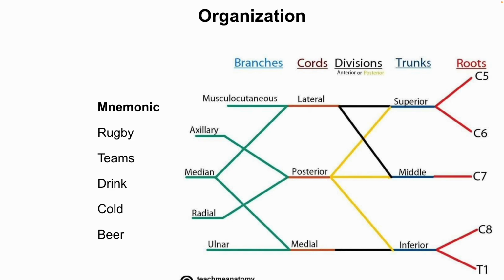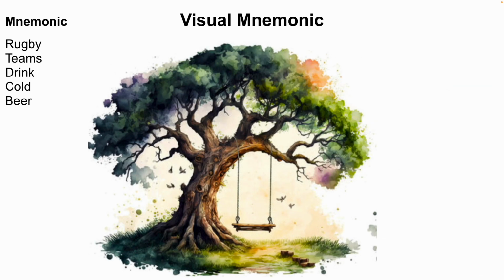I, however, use a visual mnemonic. Whenever I think of the brachial plexus, I really just think about a tree with a swing on it. Let me explain. As we can see here, we have a tree, and all we have to think about is going from the bottom of the tree all the way to the top. The first part of the brachial plexus is the roots, and to no surprise, a tree has roots at the very bottom. Then from the roots, you get to the trunk, a big meaty part of the tree, and then it divides. So we think about the trunk dividing into the divisions of the brachial plexus.